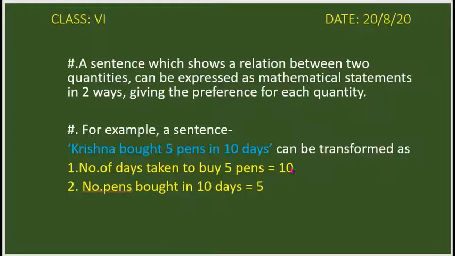Here in the first sentence, we are giving the preference to days. So on the right hand side, 10 represents the number of days, and the sentence also starts with the number of days. In the second sentence, we start with the number of pens, so the RHS 5 represents the quantity of pens. Okay, let us see a few more examples, children.